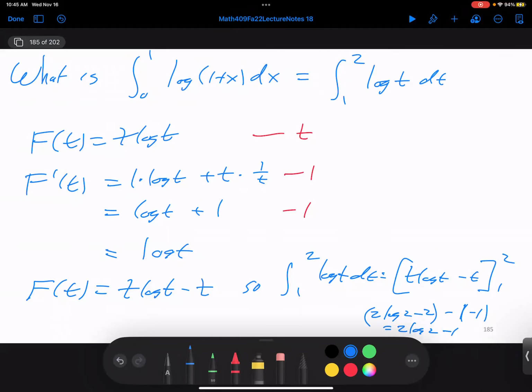So this is a really nice function to integrate. At first, it looks like we're in trouble. I don't know a function whose derivative is log of t. So the question is, can you put in something and guess? And if you guess, can you then correct your guess? If it's not quite right, can I modify it a little bit?